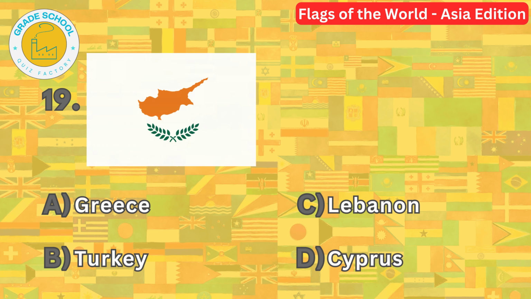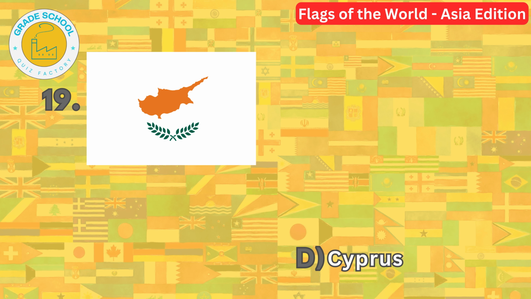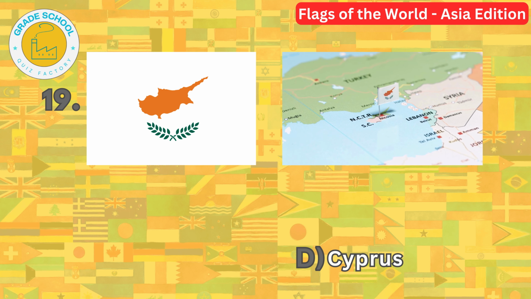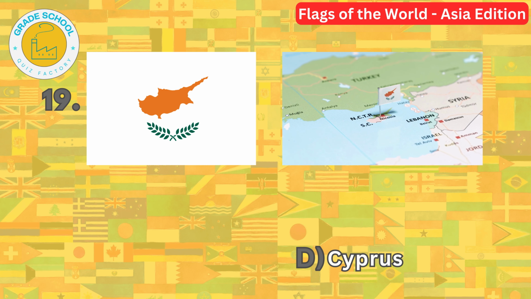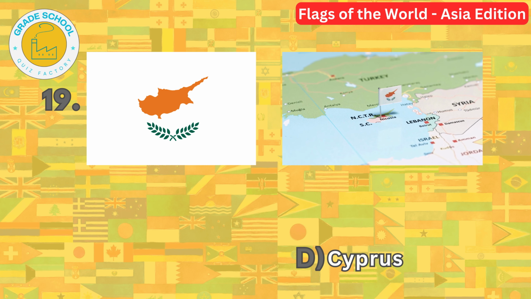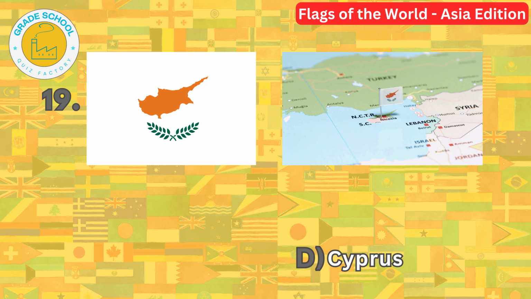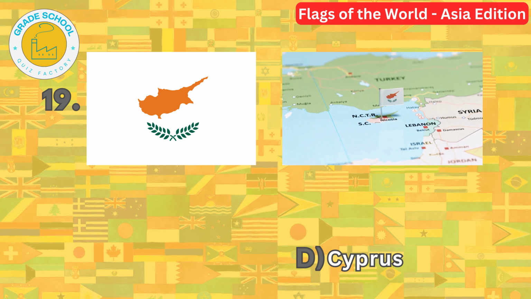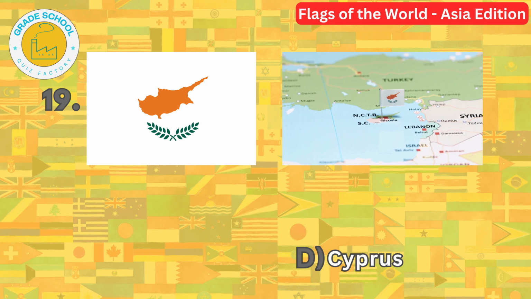Number 19. The correct answer is letter D. The flag of Cyprus has a white background with a map of the island in copper and 2 olive branches below. The white color represents peace and purity. The copper color reflects the rich natural resources of the country, and the olive branches symbolize the hope for reconciliation between the Greek and Turkish communities.